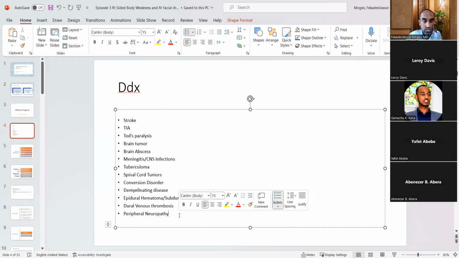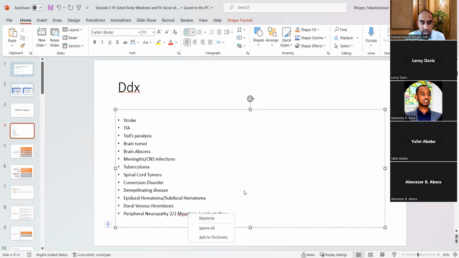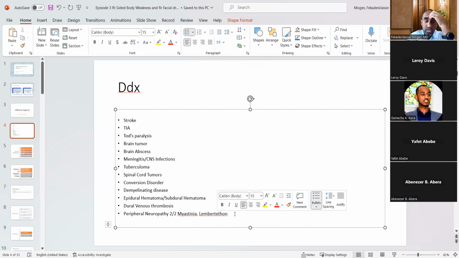Drop peripheral neuropathy. Maybe we say, in brackets, myasthenia. Myasthenia? Lambert-Eaton. How do you spell it? Lambert-Eaton, I forget. Is that right? Did I spell it right? You will correct it anyway. I'm not sure. I can Google it.